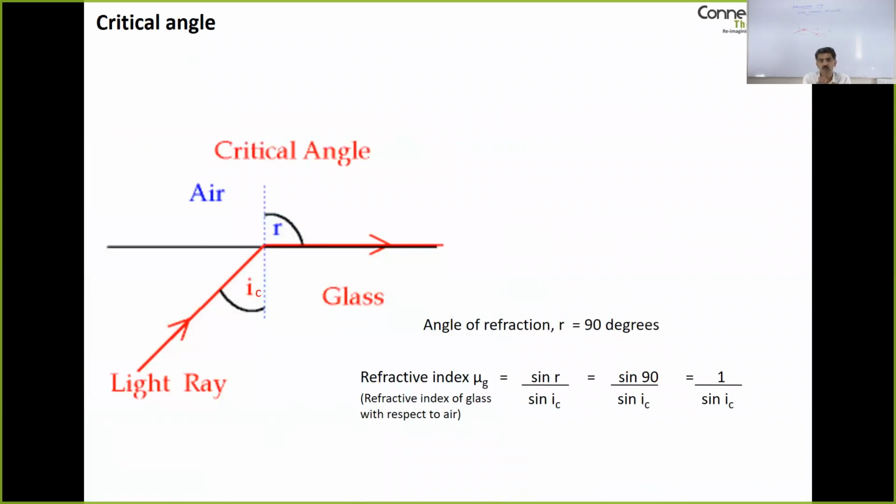The angle of incidence at which the angle of refraction becomes 90 degrees is called the critical angle. So you can see here in this calculation that at the critical angle, the angle of incidence can be called IC and the angle of refraction is 90 degrees. So using the formula, we can calculate the refractive index of glass with respect to air.